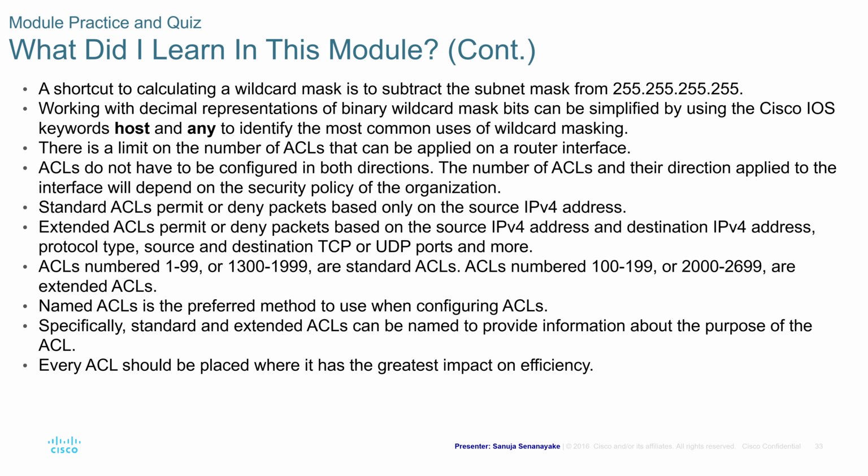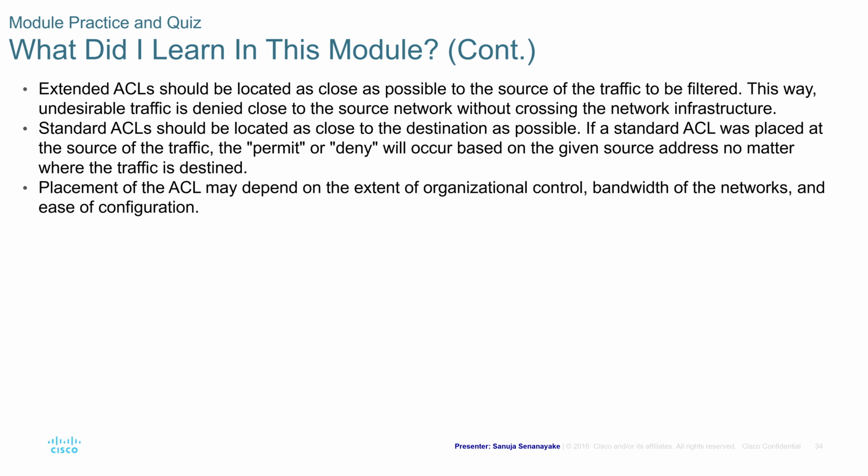Whenever you are deciding where to place an ACL, that should be the primary consideration: the greatest impact on efficiency. So we learn the extended ACL should be placed as close as possible to the source of the traffic to be filtered. This way the undesirable traffic is denied close to the source network without crossing the network infrastructure. We learned that standard ACLs, however, should be placed as close to the destination as possible. If the standard ACL was placed at the source of the traffic, the permit or deny will occur based on the given source address, no matter where the traffic is destined to.